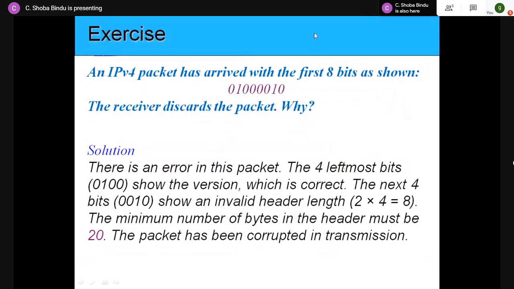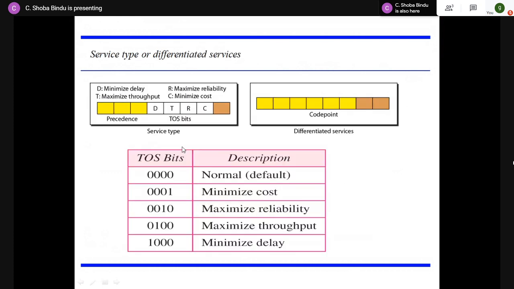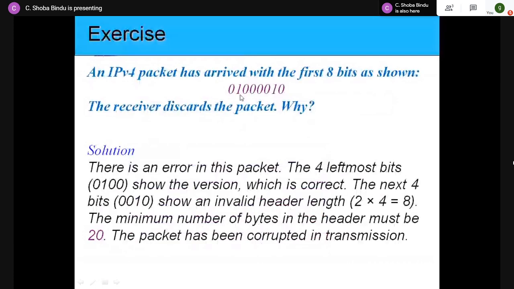Before that, we'll have some simple examples based on the first 8 bits. So what are these first 8 bits? This is the version and this is the header length. The version bits are 0100, that is IP version 4. And the next 4 bits specify the length of the header in 32-bit words. So the first 4 bits specify the version of the IP, so this version is 4.